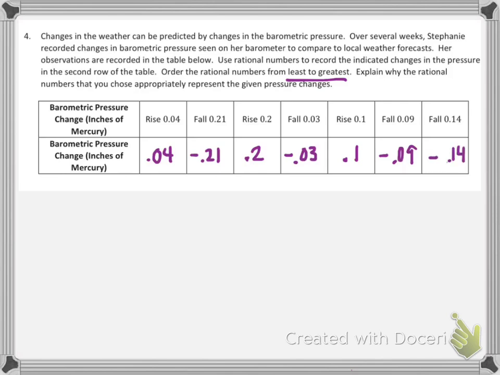Okay, so there we are, and then we're going least to greatest. So the smallest number is the one that's the most negative.